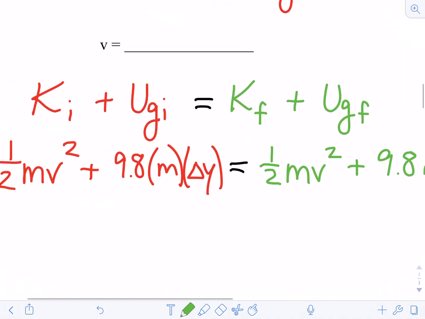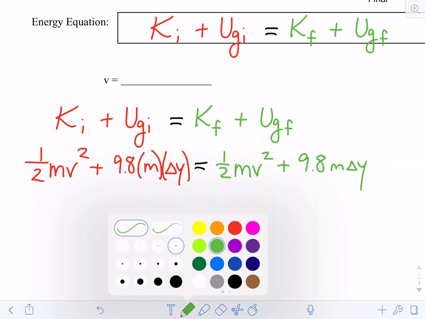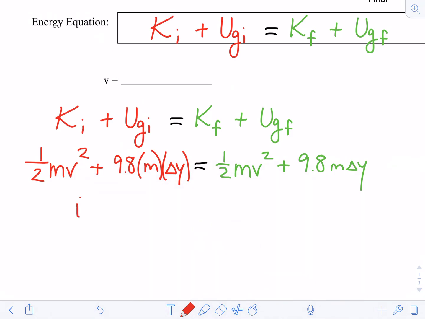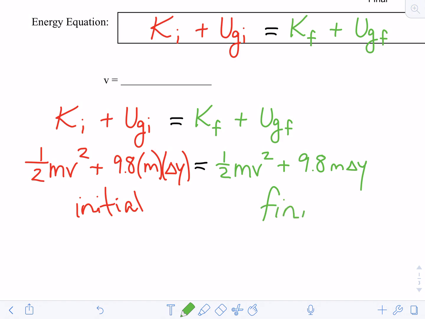Even though all of these letters are exactly the same on both sides of the equal sign, one of them is referring to the initial. I tried to color code that as red. And the other one is referring to the final. So even though it looks like all the same letters, we're going to be filling different numbers in. So don't do any canceling out. That would not be good. All right, so let's fill in all of those numbers that we are told.